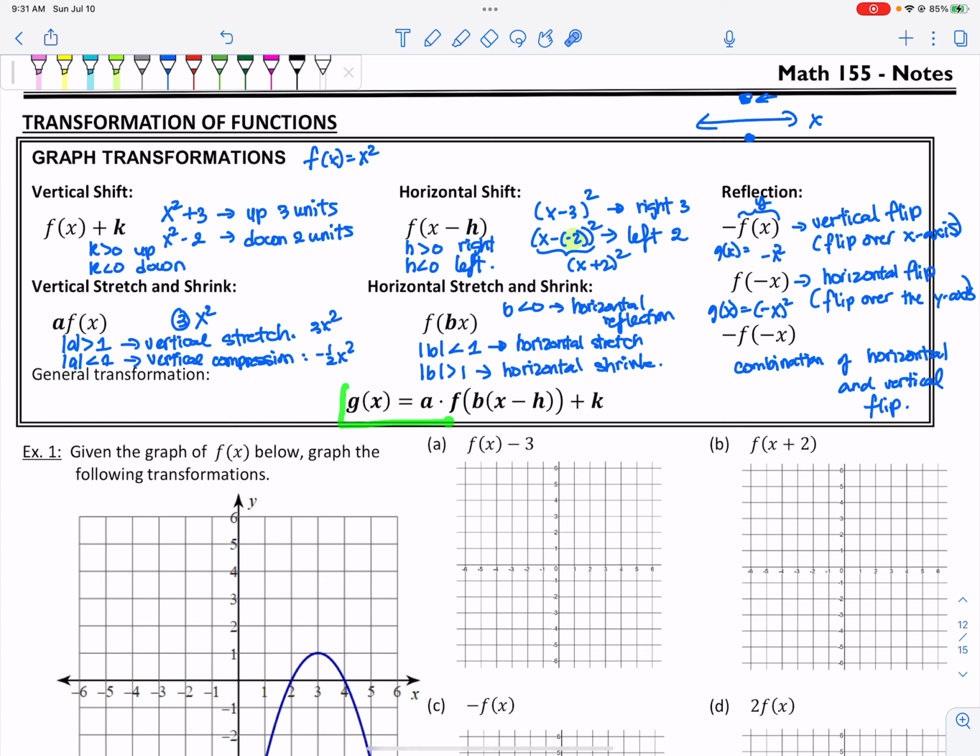Now we can also have a combination of this. So g of x equals a times f, and the input is b times x minus h, and then plus k on the outside. We can always have a combination of all these.